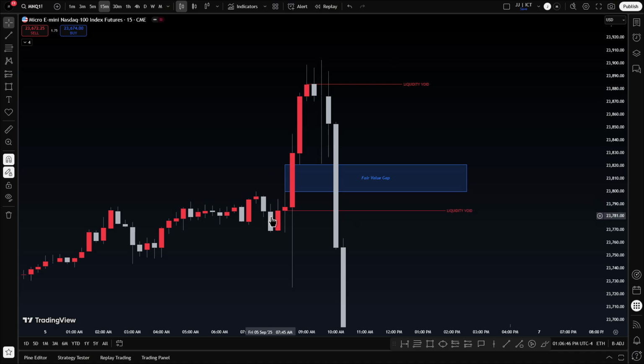But also, for the first candle of the first fair value gap, if it is bearish for a bullish liquidity void, you want to mark the close of it. Is that understood? Okay, cool.